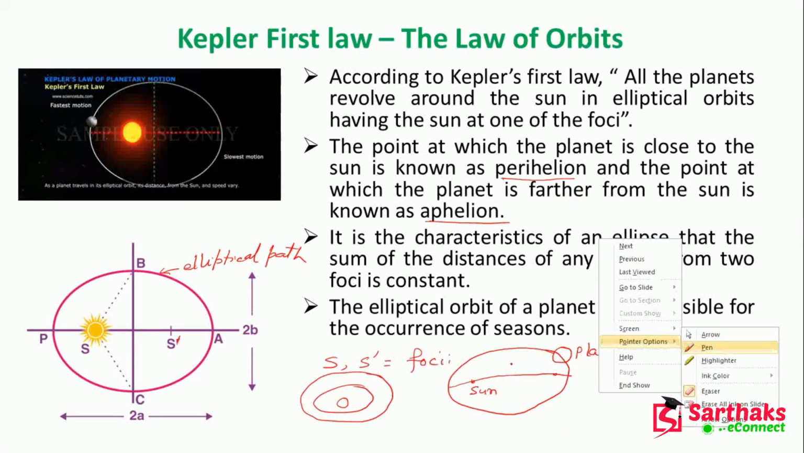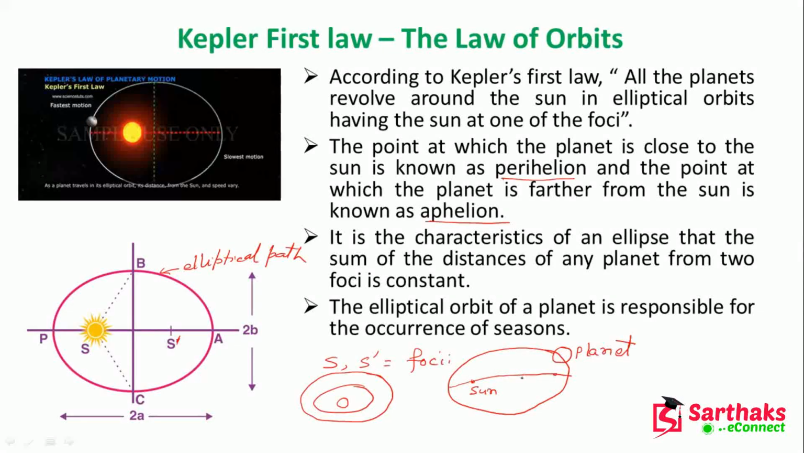Now it's correct. So here, whatever the distance you have from this focus to the planet, suppose this is the distance from the focus to the planet, from this point A, and let it be A dash point. The sum of these two distances is constant. Okay, this value is constant. And the elliptical orbit of the planet is responsible for the occurrence of all seasons, right?